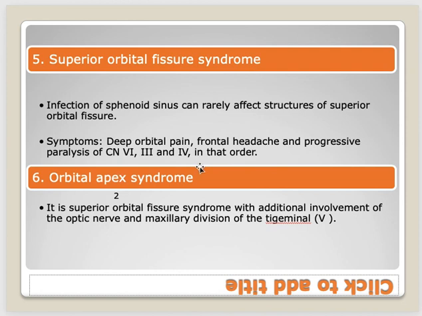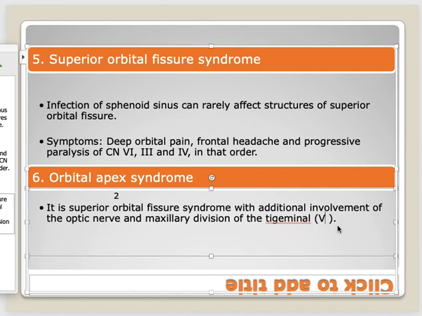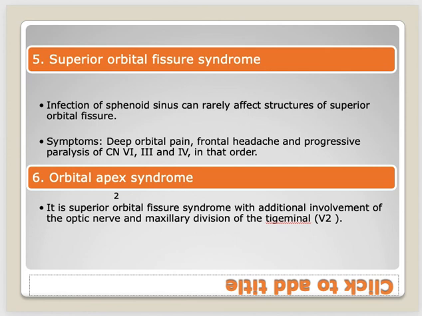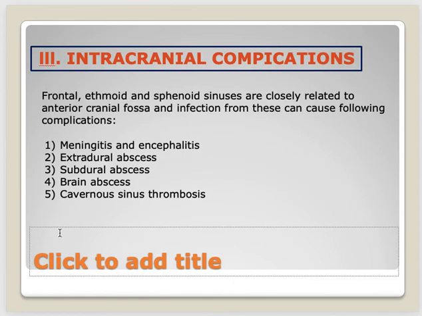This is superior to the orbital fissure. And what happens is there is involvement of one more nerve, which is the trigeminal. V2 branch, guys, V2, the maxillary one. V1 is ophthalmic, V2 is maxillary, and V3 is mandibular. So this is orbital apex syndrome.